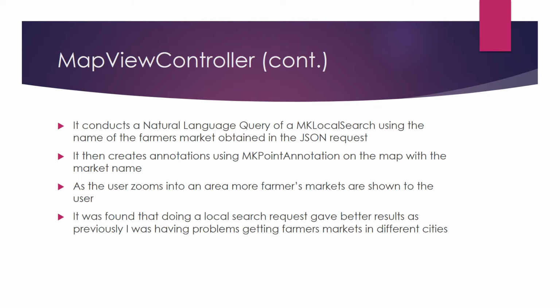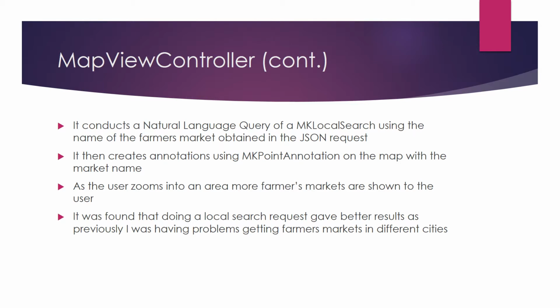Now, I initially after that tried doing a map search of that name. However, I found that most of the farmers markets have the term farmers market in their name. So when you do a map search, it tends to return results that are not necessarily in your area. For example, I would find ones that were in completely different cities to where I was searching. So instead, I did an MKLocalSearch using a natural language query and the name of the farmers market, and I was able to get good results with that.